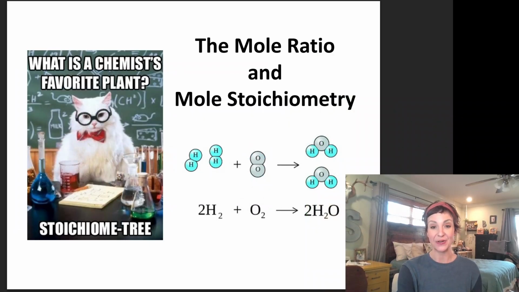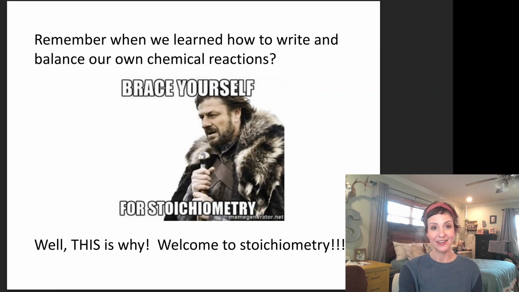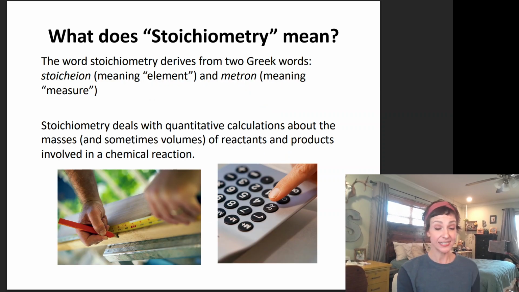The mole ratio in stoichiometry. Okay, remember when we learned how to write and balance our own chemical reactions? Well, this is why. Welcome to stoichiometry. So what does stoichiometry mean? I know that is a wackadoo word. The word stoichiometry derives from two Greek words: stoichion, which means element, and metron, which means measure. So this word root-wise kind of means measuring elements.